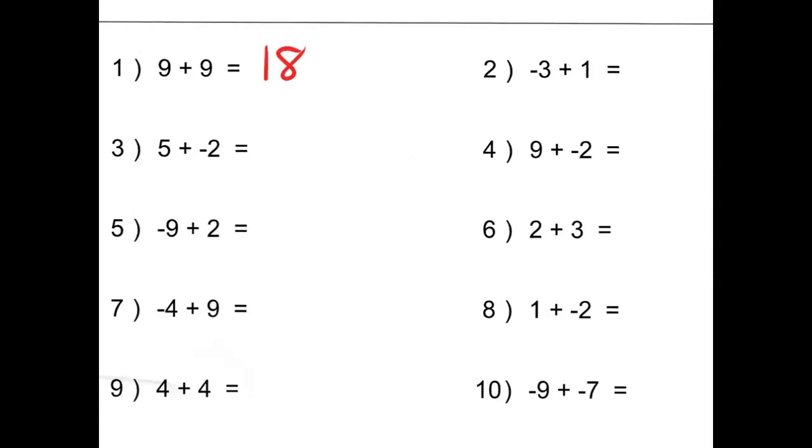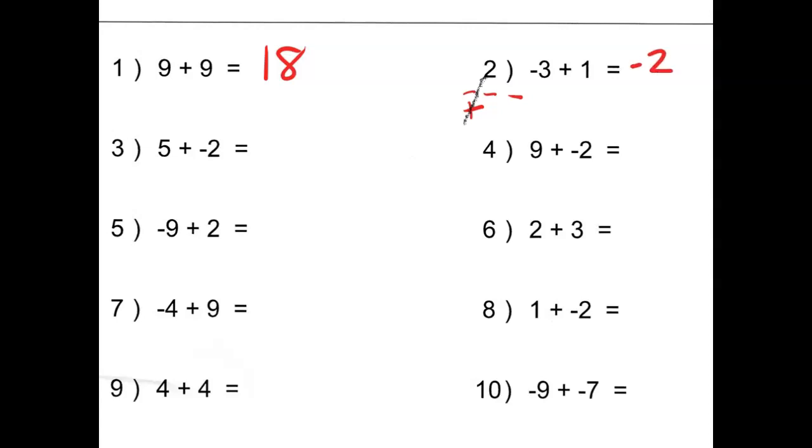Nothing tricky. But if you look at number 2, now we have a negative and a positive number. Now, reviewing what we went over in the last video, you can make a model. So for this one, I would have 3 negatives and 1 positive. And remember, 1 negative and 1 positive can cancel each other out. And that will leave me with negative 2.